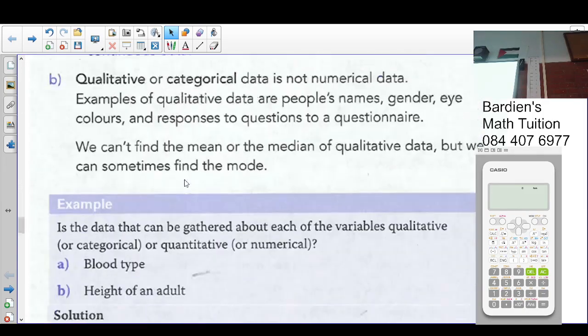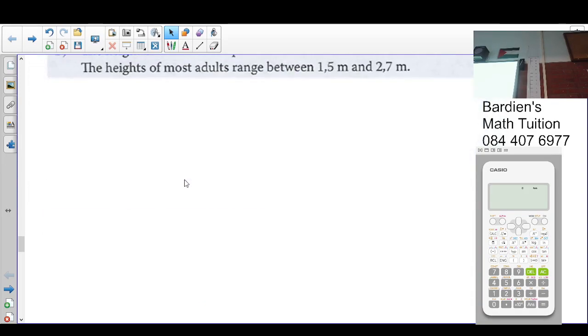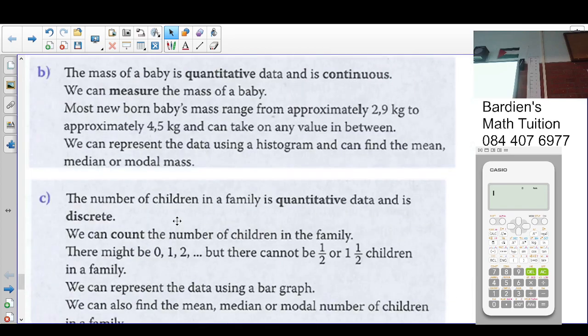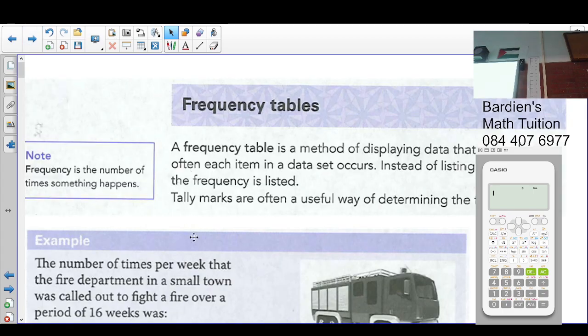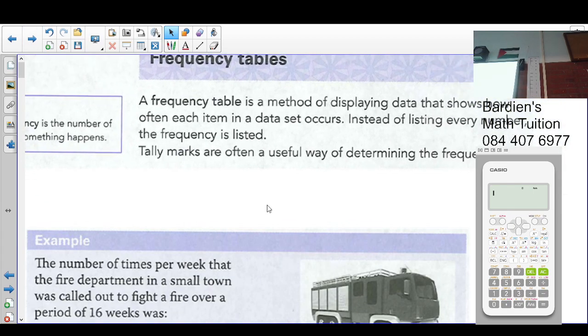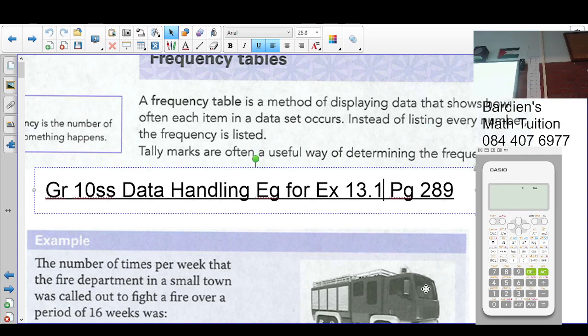This is the type of data we spoke about: qualitative and quantitative, and so on. So now today we're looking at frequency tables. Frequency tables is for exercise 13.3. 13.3 is on page 297. Okay? And examples on page 296.